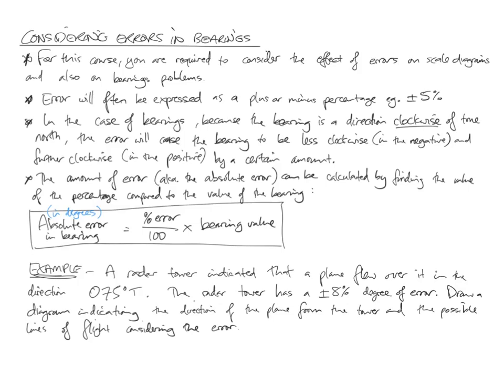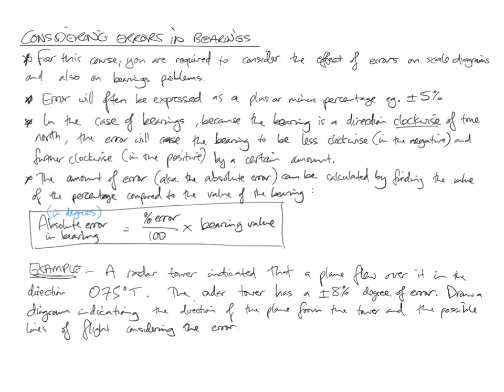This one is on considering errors in bearings. For this course you're required to consider the effect of errors on your scale diagrams and also on bearings problems, which is what this video is about. Error will often be expressed as a plus or minus percentage, for example plus or minus 5%. Sometimes it'll just be expressed as plus or minus a number of degrees, which makes it really easy. You don't need any further calculations, but oftentimes you'll have it as a percentage.